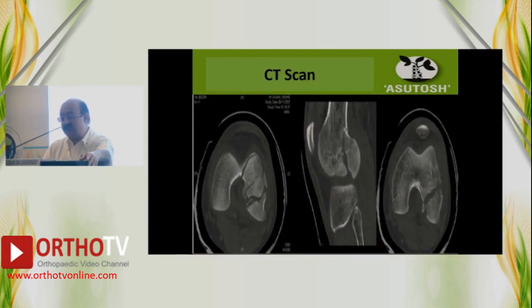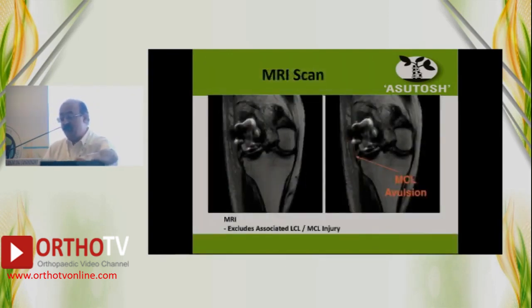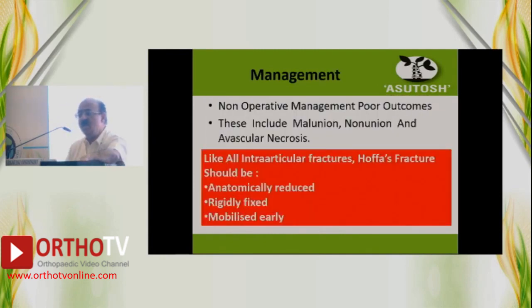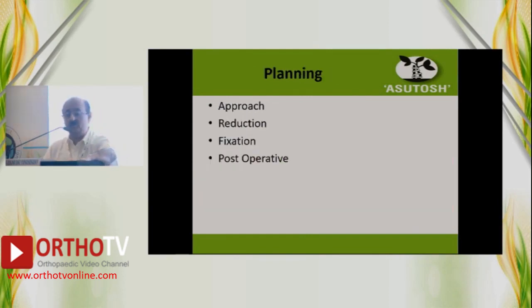This is the CT scan of this patient, which very clearly shows a fairly comminuted fracture which would fall in a Bagaria 3. Finally, if we want to find out about the soft tissue injuries, especially the medial collateral ligament or the lateral collateral ligament injuries, then an MRI scan is helpful. Conservative treatment has no role because this is a shear fracture, and treated conservatively, it is certainly bound to go for a non-union. And this should be, like all other fractures, anatomically reduced, rigidly fixed and mobilized early.